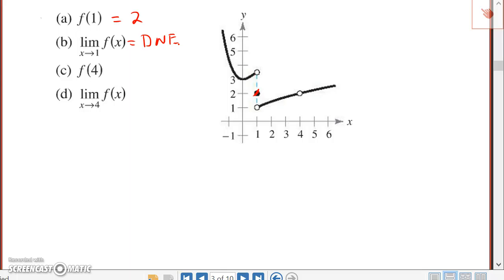Okay, find the value of the function when x is equal to 4. Well, when x equals 4, we have a hole here, so we don't have a value. Now, it could approach a value if we were finding the limit, but we don't have a value there when x is equal to 4. So, no solution, or it does not exist.